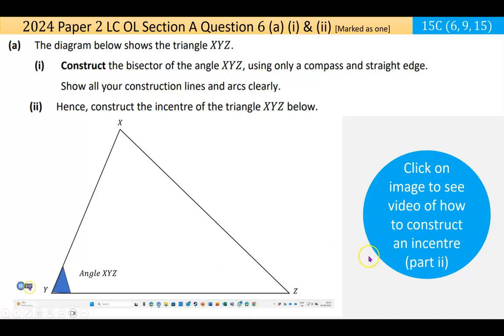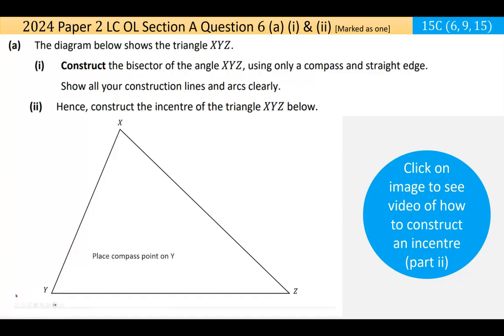So for part 2 then, I'll flick over to the next video, you're going to construct the in-center. Now the in-center, if you've done 2 bisectors, then you should be able to get the in-center. You could bisect all 3 lines. So I'll play this video out. It's a little bit longer and more convoluted.